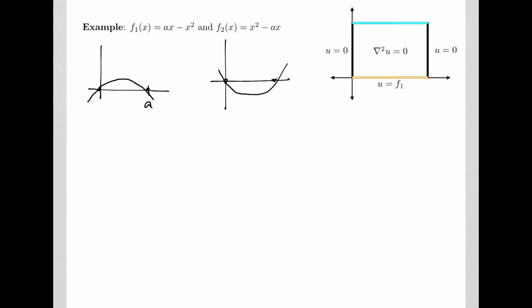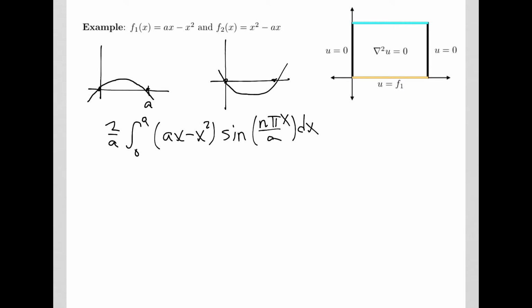So we need to calculate our expansion, right? We need to calculate the Fourier coefficient 2 over a integral from 0 to a of my function ax minus x squared times the sine of n pi x over a. We're going to call this our Fourier expansion coefficient for my function, and this second function is going to have the opposite, right? I'll just change the sign of all my coefficients. I don't want to do this integral by hand, so we're going to ask Sage to do our calculation, and let me pull up the Sage code that we would use to do that.